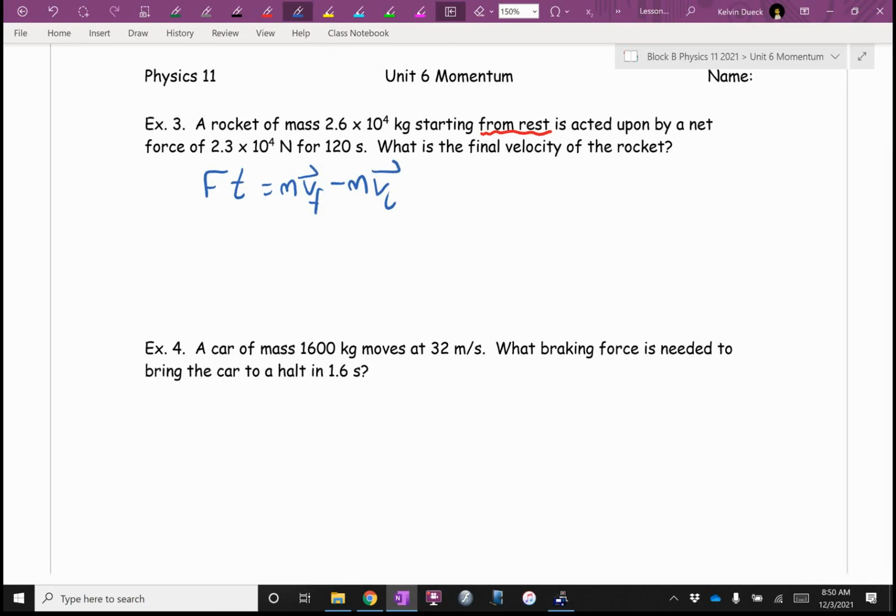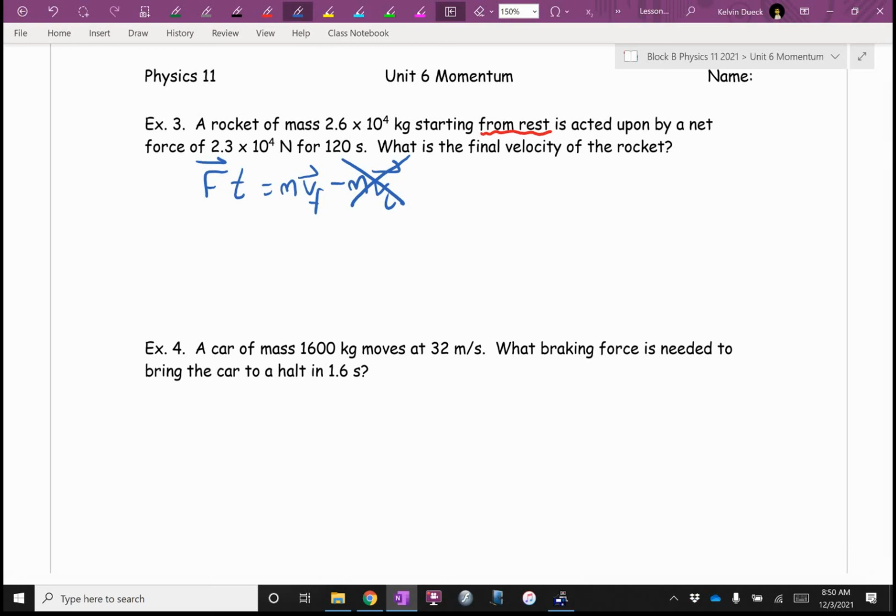Impulse equals impulse. Yes? Paige, do I know F? Yes. Do I know T? Yes. Do I know M? Did they tell me the mass? Yep. VF is what they want me to find. I know M. Do I know VI? Oh, you know what? From rest. Get the VF by itself. What's the M doing to the VF? So?